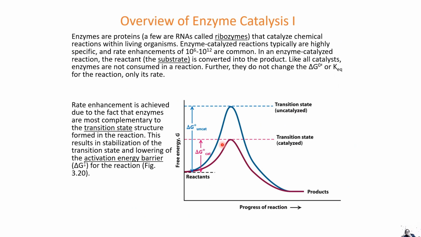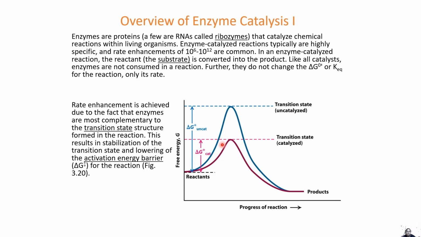If we talk about enzyme catalysis, enzymes are basically proteins that catalyze chemical reactions within living organisms. Enzyme catalyzed reactions typically are highly specific, and rate enhancements of 10 to the power 6 to 17 are common. So in an enzyme catalyzed reaction, the reactant, the substrate, is converted into the product. Like all catalysts, enzymes are not consumed in the reaction. Further, they do not change the properties of the reaction, only its rate.